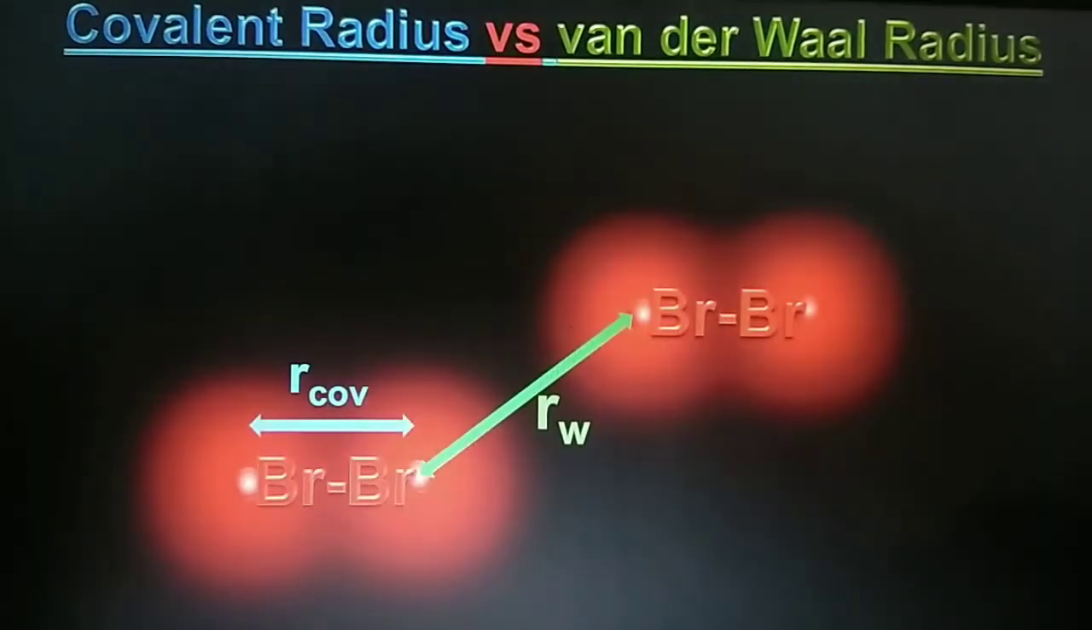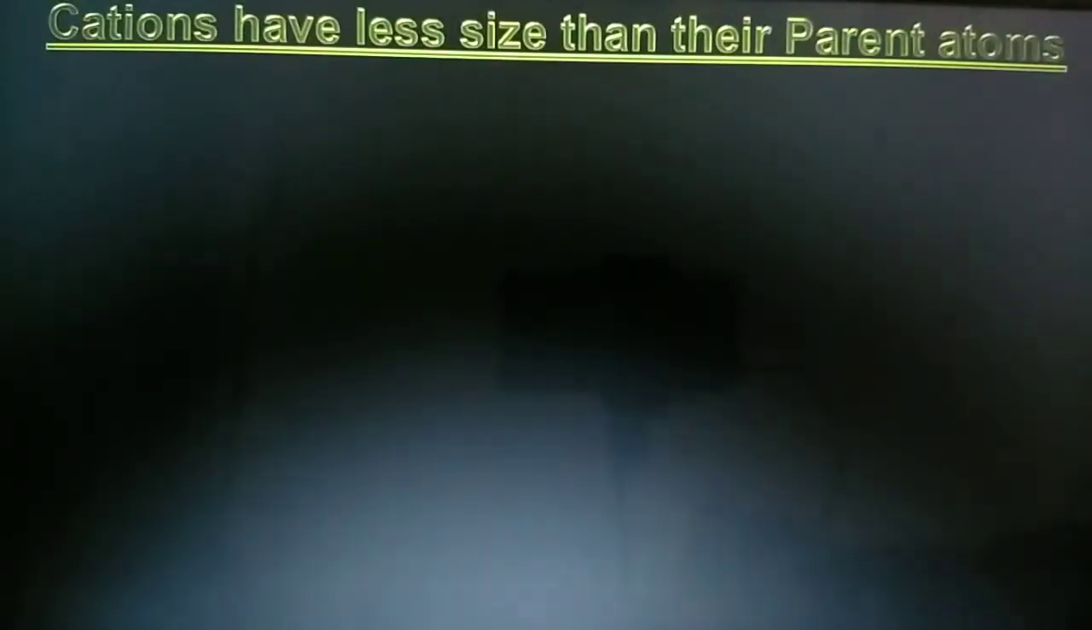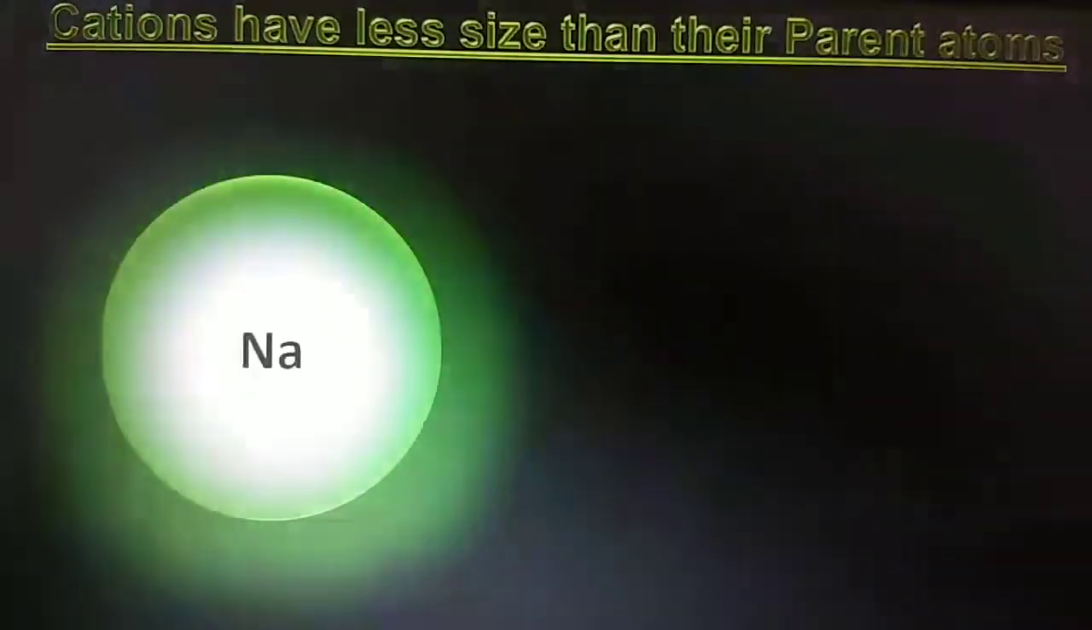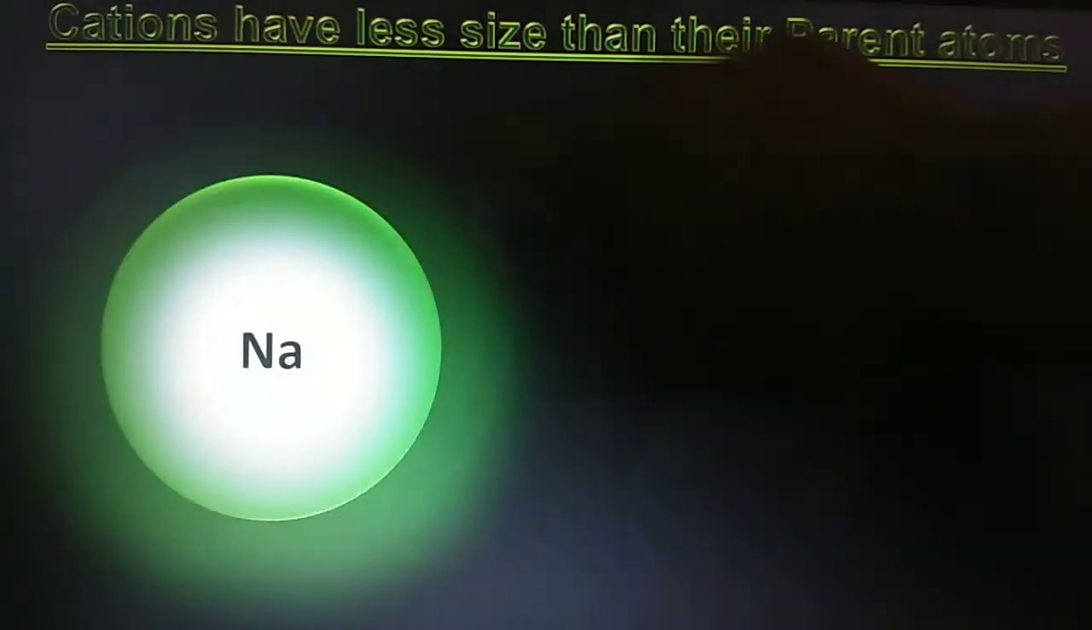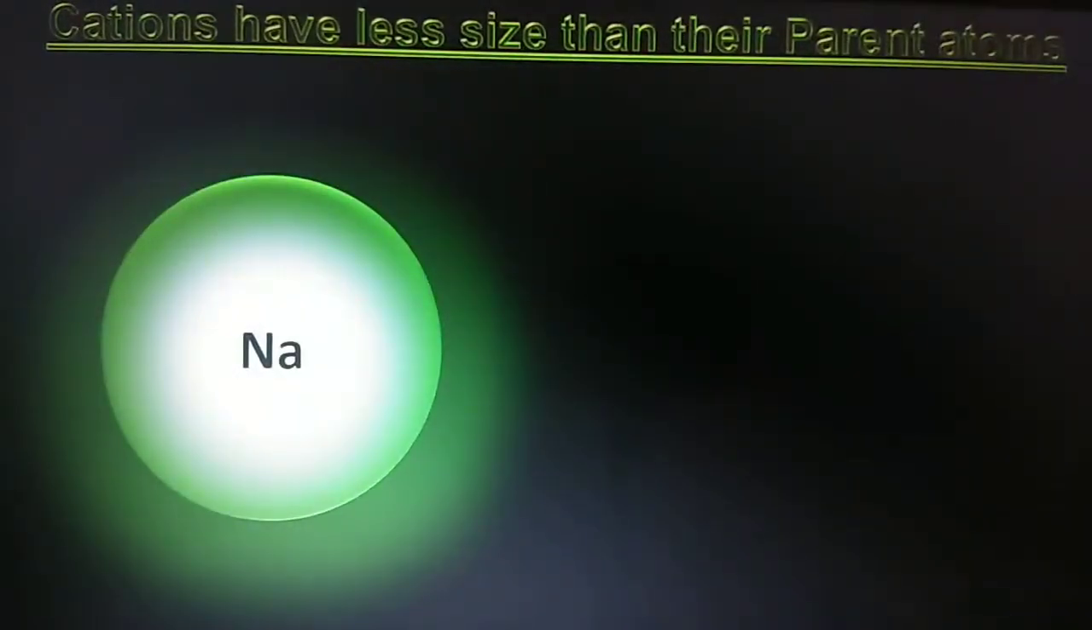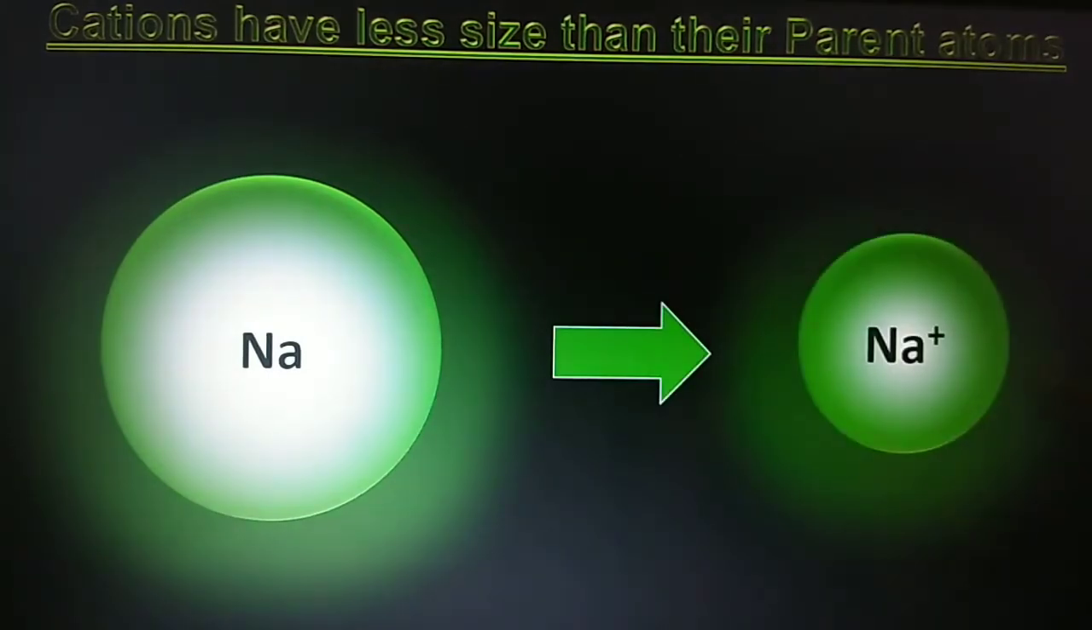So now we will discuss the ionic radius. Now suppose we have a cation and its atom. For example, we have a sodium atom. Now this bigger piece is called the sodium atom, shown in green. Alright. Now when the sodium atom loses one electron to become a cation, then the size of the cation is always smaller than its parent atom. And we have to suggest the reason for this, right?